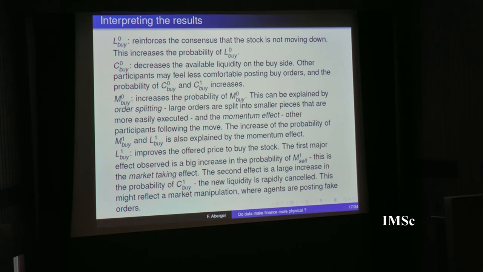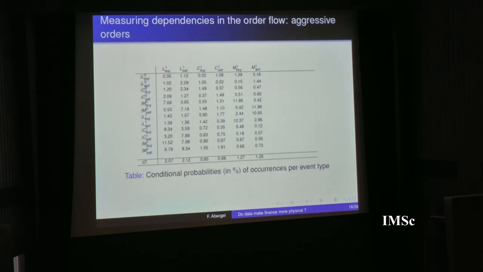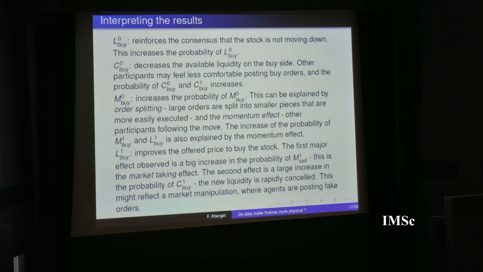More interesting, more original, at least for me it was even a surprise. There is a large increase of the C1 buy, so cancellation of orders. So L1 buy and C1 buy, okay? A cancellation of an order on the buy side that changes the price means someone was the only one posting an order at some price and canceled her own limit order, okay? So I'm placing an order and then I'm the only one here and I'm canceling everything. What we think is mostly that this effect is a market manipulation, yes?